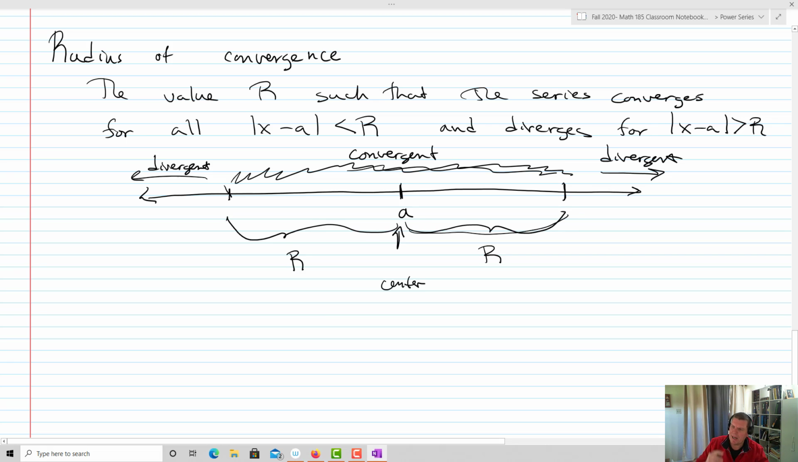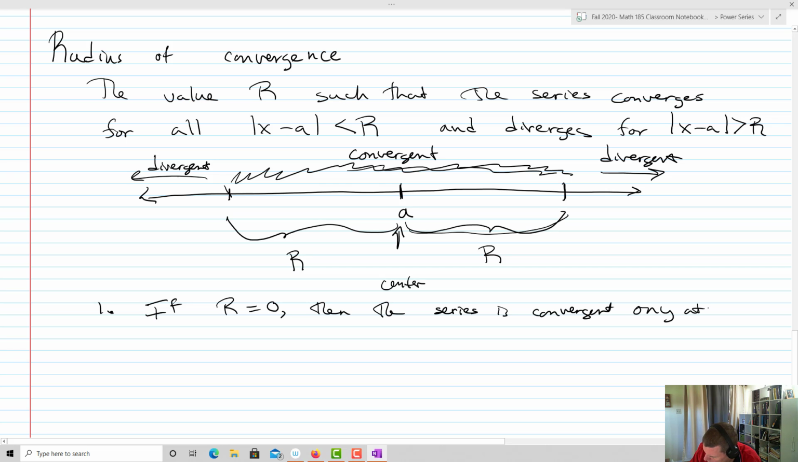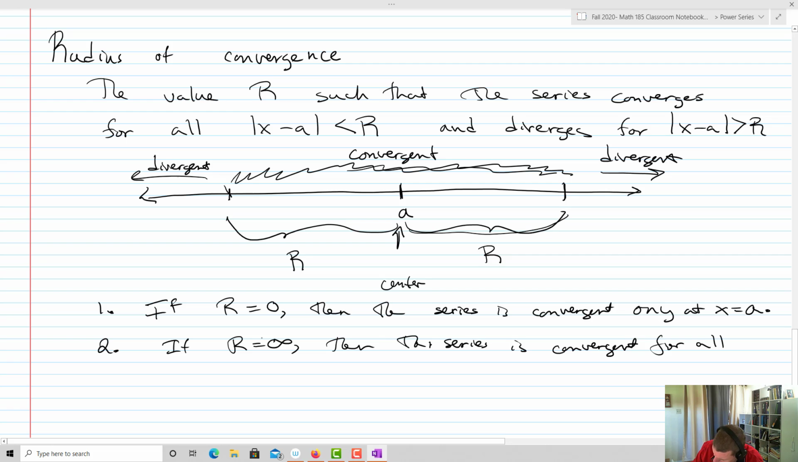Okay, so we're going to have three different occurrences here. One, if r equals 0, then that's the first occurrence: the series is convergent only at x equals a. On the other hand, two, if r equals infinity, then the series is convergent for all real numbers x.